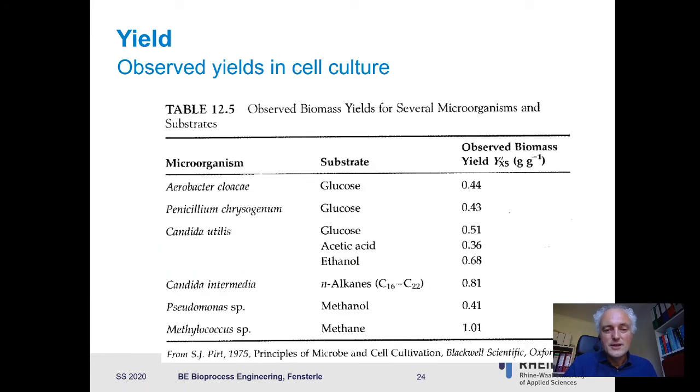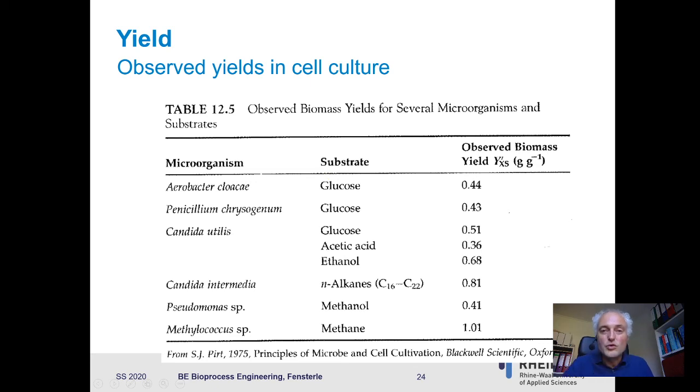And this is just some observed biomass yields for microorganisms and substrates, and you see that we are around about 0.5 grams. But of course, this equation here reflects what we have seen in our electron balance sections. So if you grow on methane, your observed yield is higher because of the energy content, because the degree of reduction of methane is way higher than the degree of reduction of glucose.